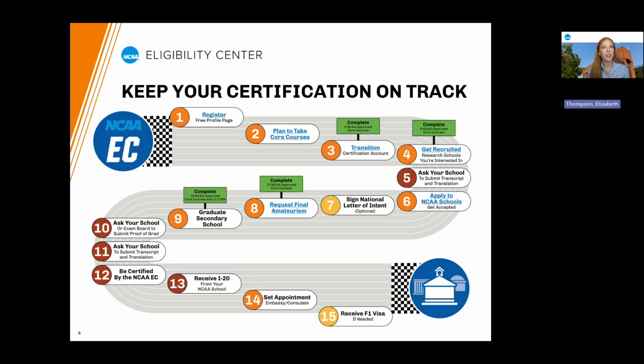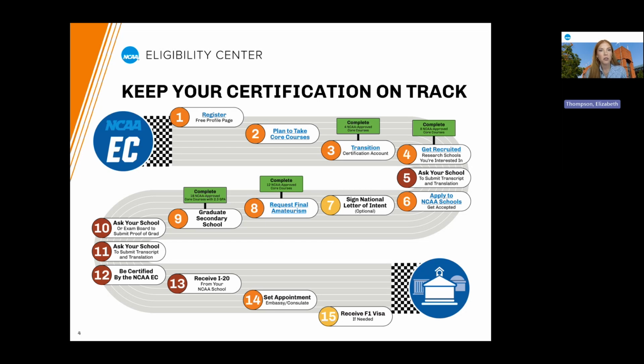If you are looking at this resource afterwards, we will be sending a recording out as well as a PDF, and all of the blue hyperlinks that you see on this visual are able for you to click on to get more information about those steps in the process. So first one is to register with the NCAA Eligibility Center. You can start with our free profile page. There's no cost associated with that, and we'll talk more about the registration process in just a moment.